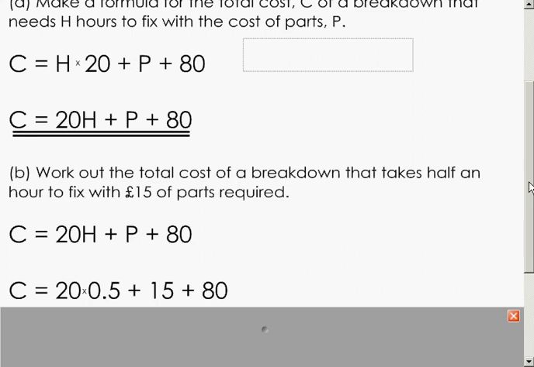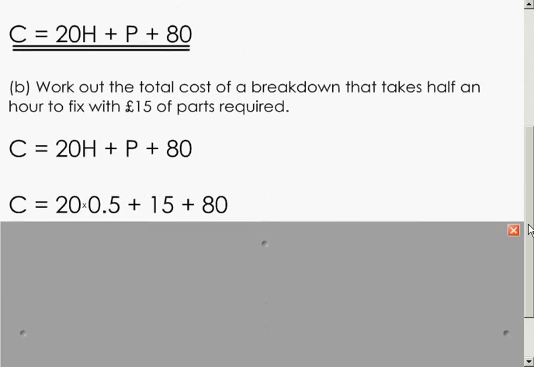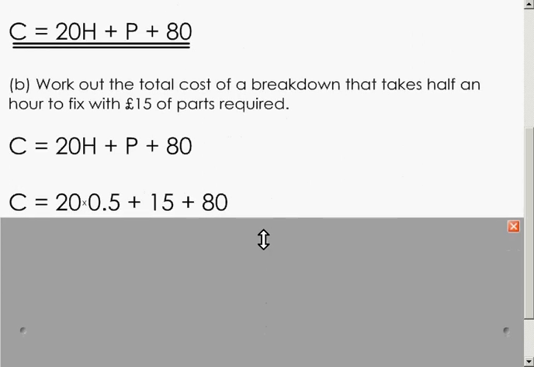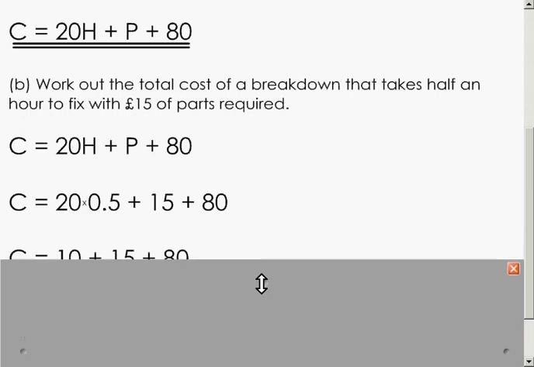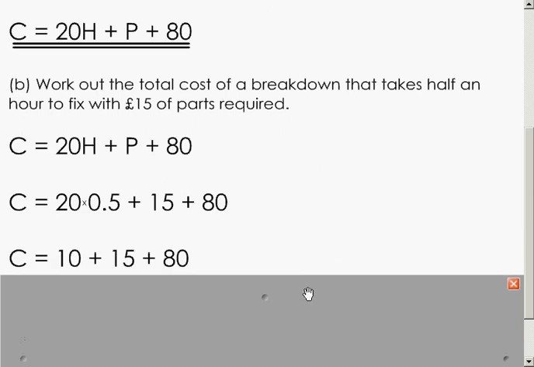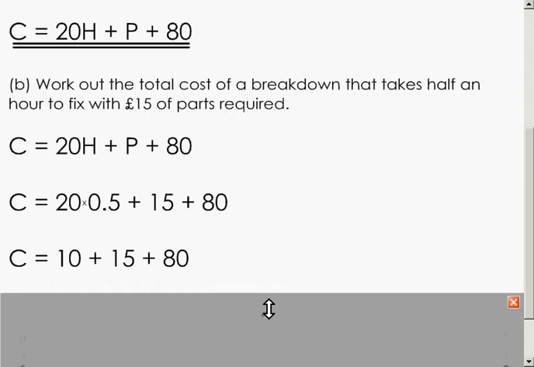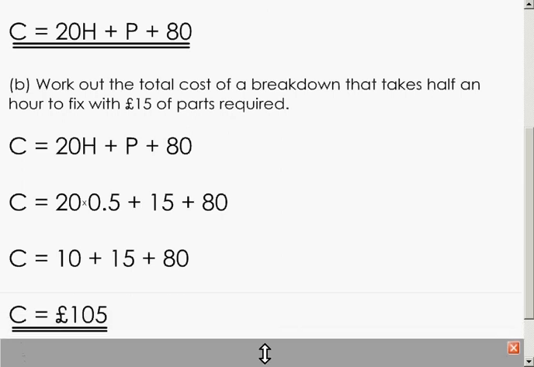Remembering BODMAS, we have C equals 20 times 0.5, which is 10. So C equals 10 plus 15 plus 80. 10 plus 15 plus 80 is 105. So our total cost of this breakdown is £105. And that is our answer.